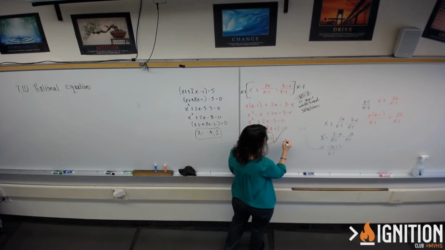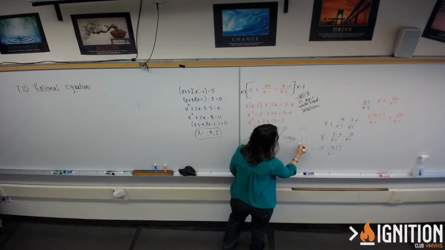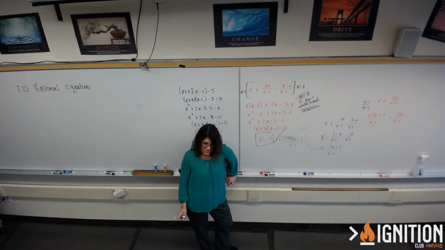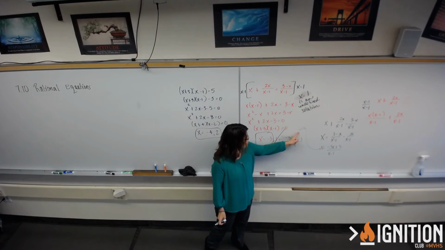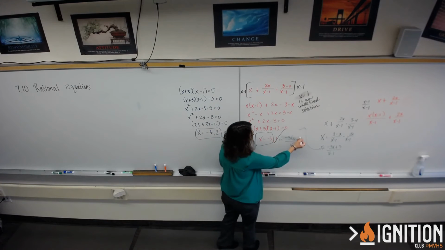But if you factor out a -3, if you factor out a -3, you reduce out the x minus 1, and you get x equals -3.